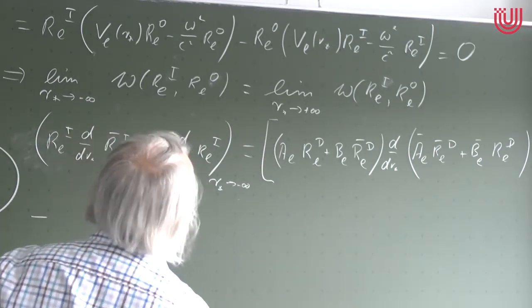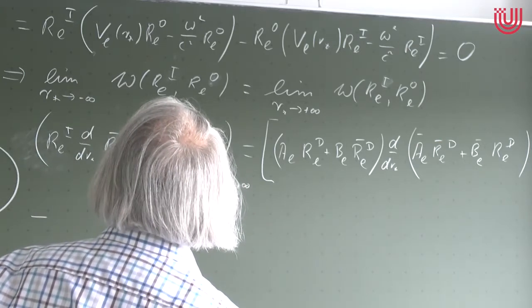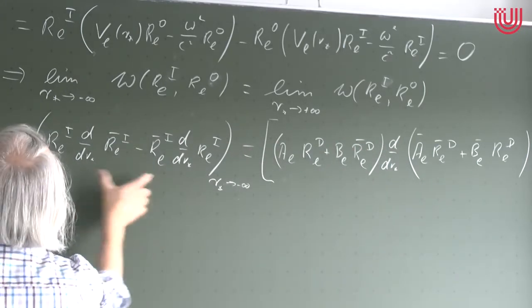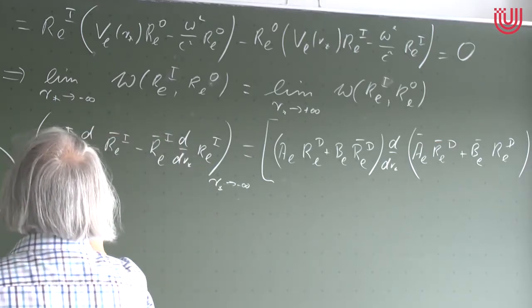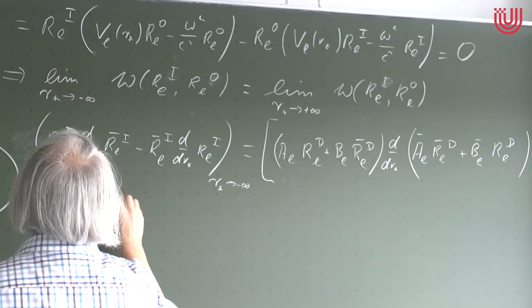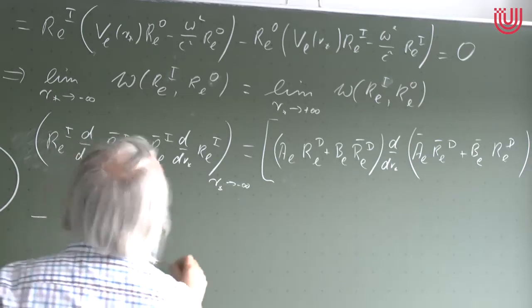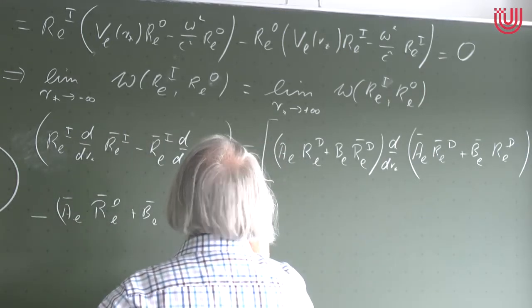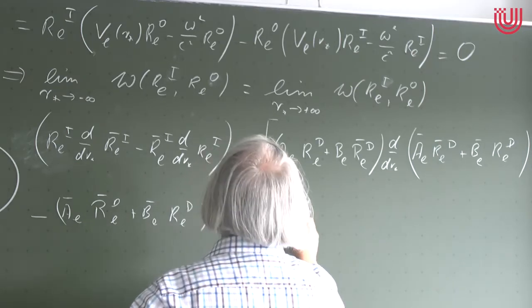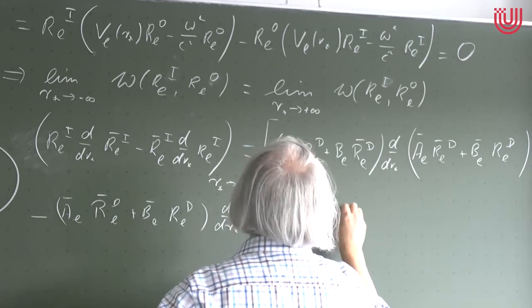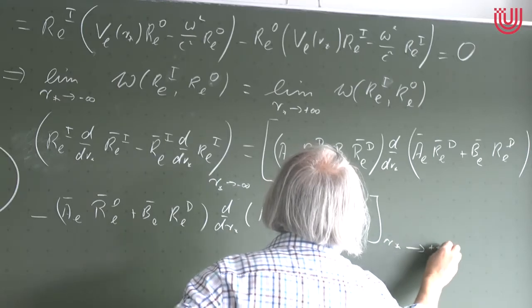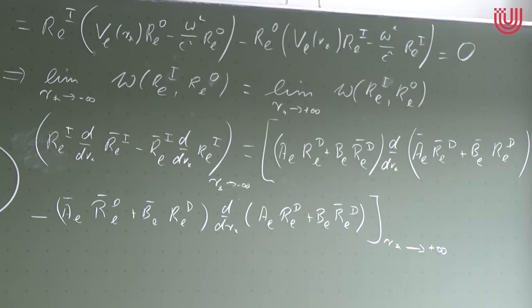So this is minus, now let me see, the whole thing complex conjugated, right? This is just the complex conjugate of this here. So it is A_L bar R_L^down bar plus B_L bar R_L^down times d by dr star of A_L R_L^down plus B_L R_L^down bar. And this is now to be taken at the other end of our domain of definition. Okay? And for this, I can use the asymptotic expressions.